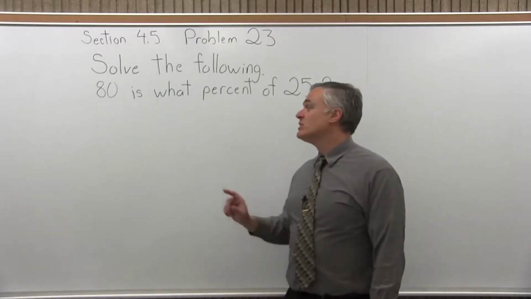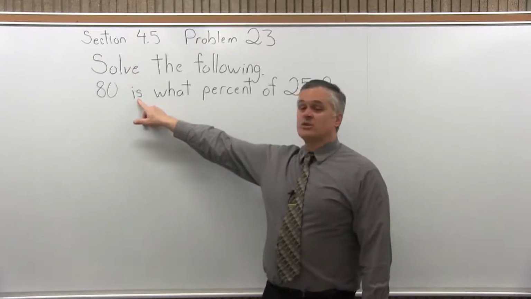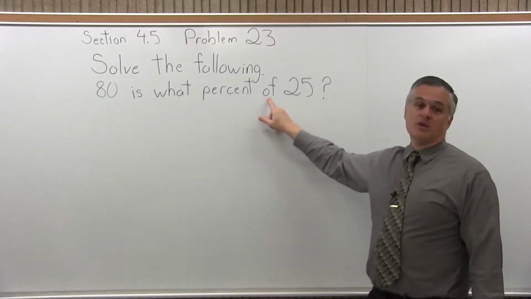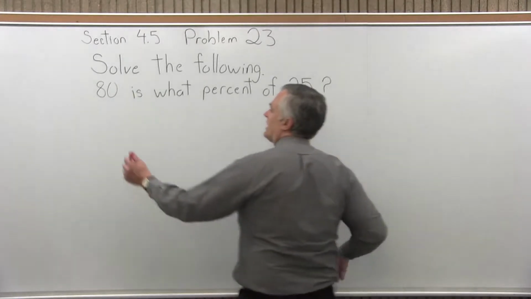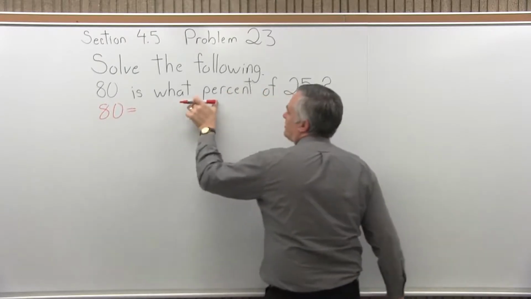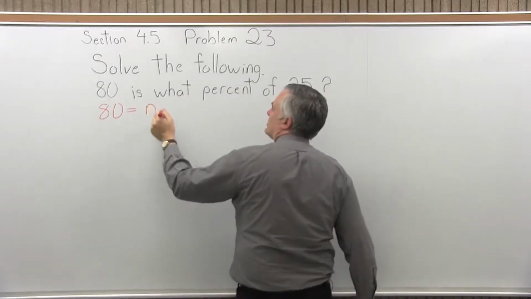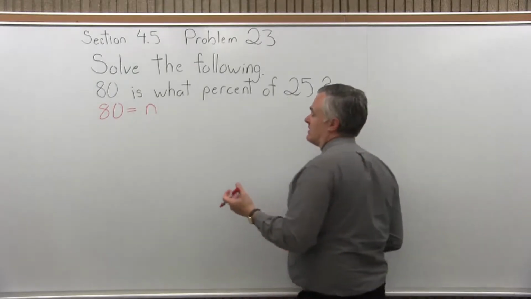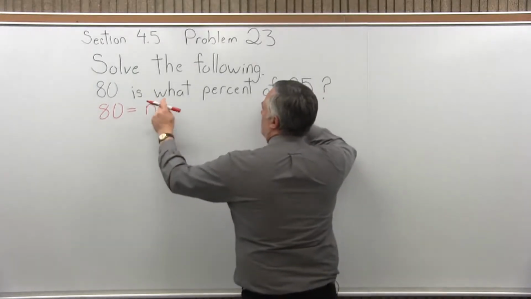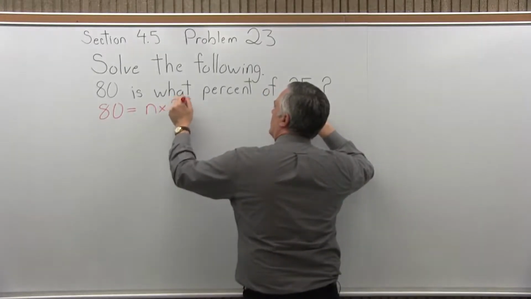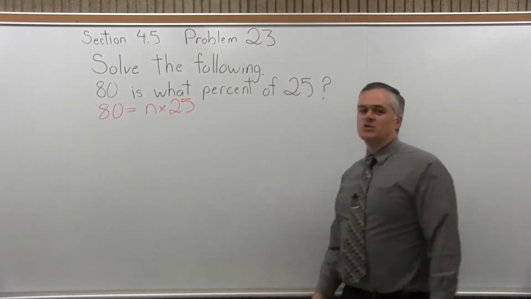And to convert it to an equation, two of the key words: one of them is "is," that becomes an equals. The other key word is "of," that becomes a multiply. So "80 is" becomes 80 equals. What percent? The percent is unknown, so I'll name it with a variable. I'll use n, though some people prefer to use p for percent. Either way is fine. "Of" becomes a times, and then 25. So our equation is 80 equals n times 25.